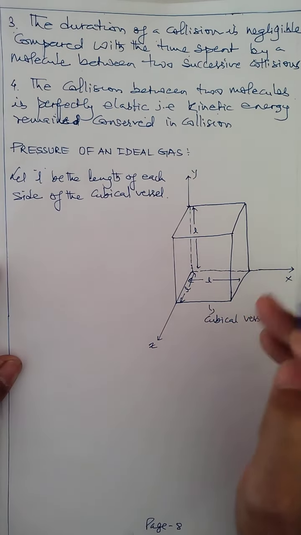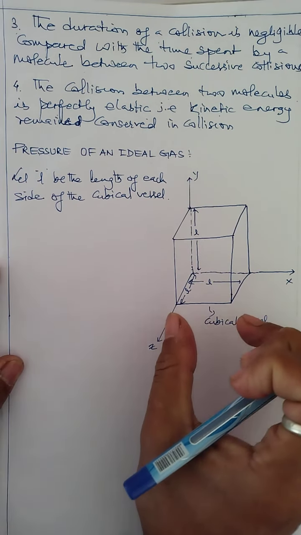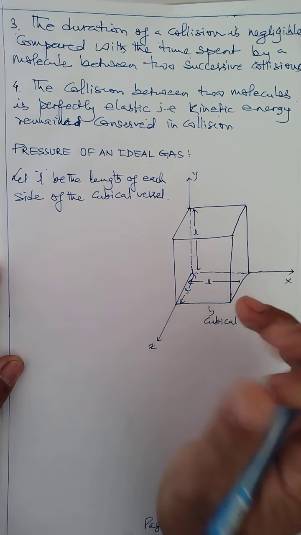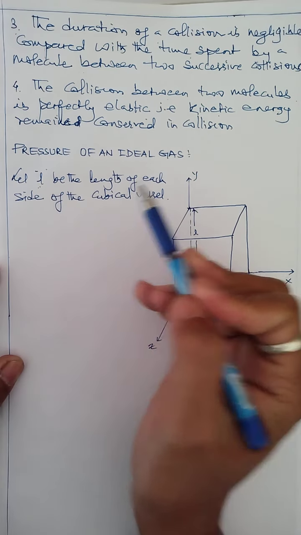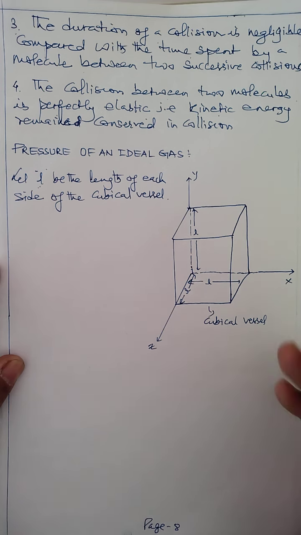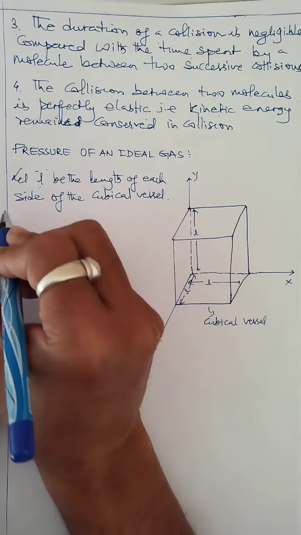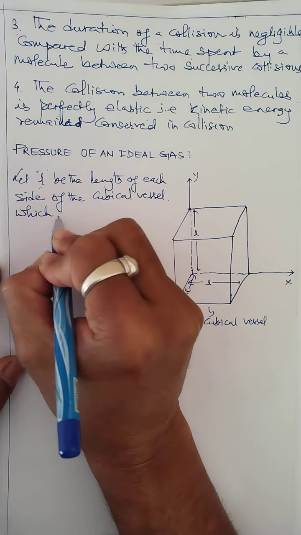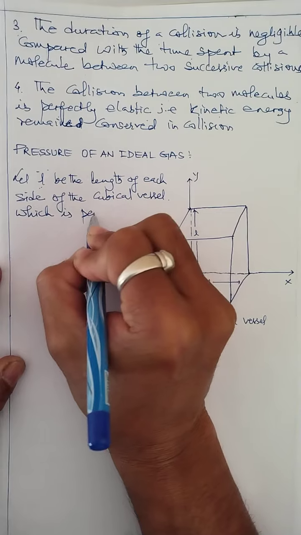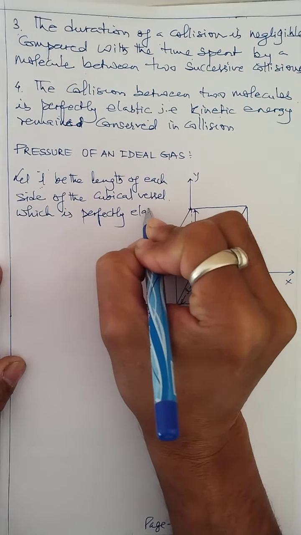Now as you know, I have taken a cubical vessel. All sides are equal, so I consider each side of this cubical vessel to be L. So small l is the length of each side of the cubical vessel. But this vessel must be perfectly elastic. The sides of the cubical vessel are perfectly elastic. So this is also one important condition, perfectly elastic.